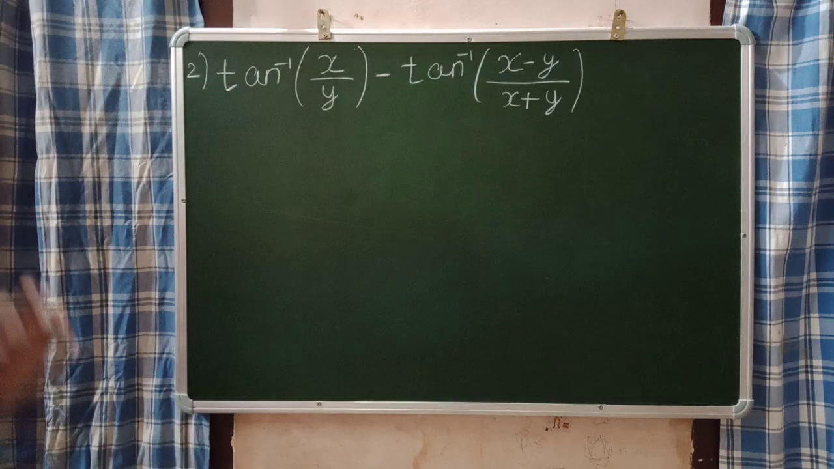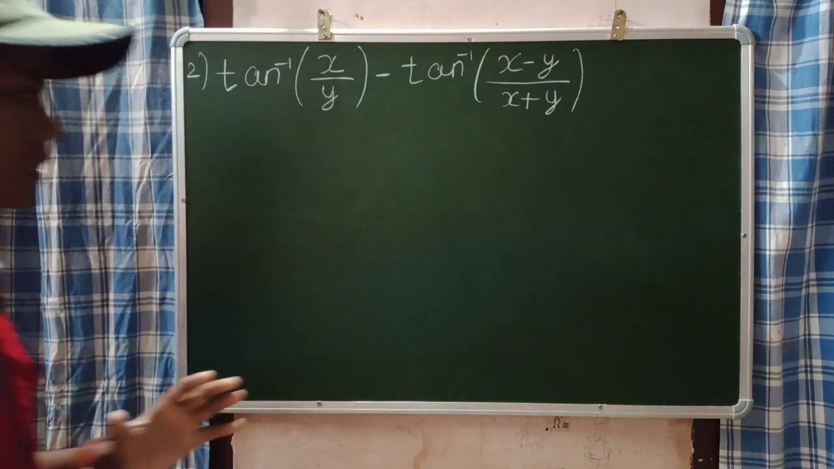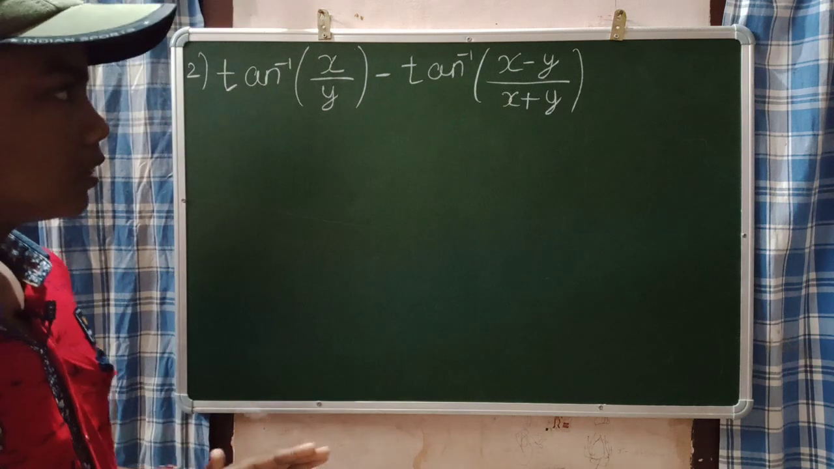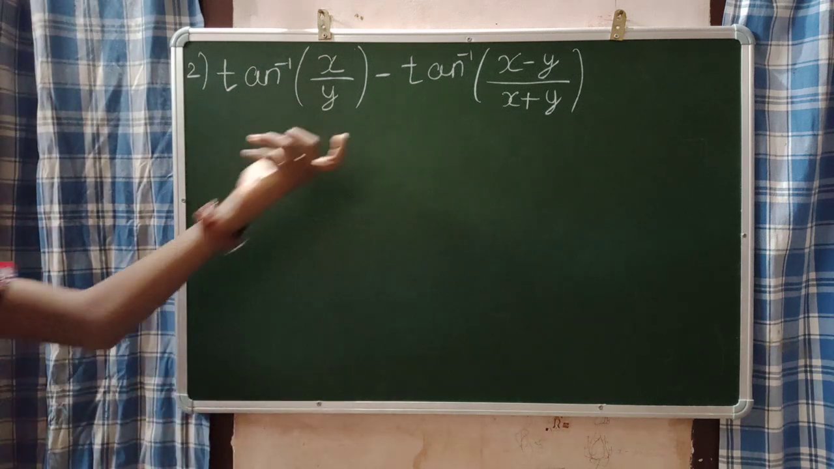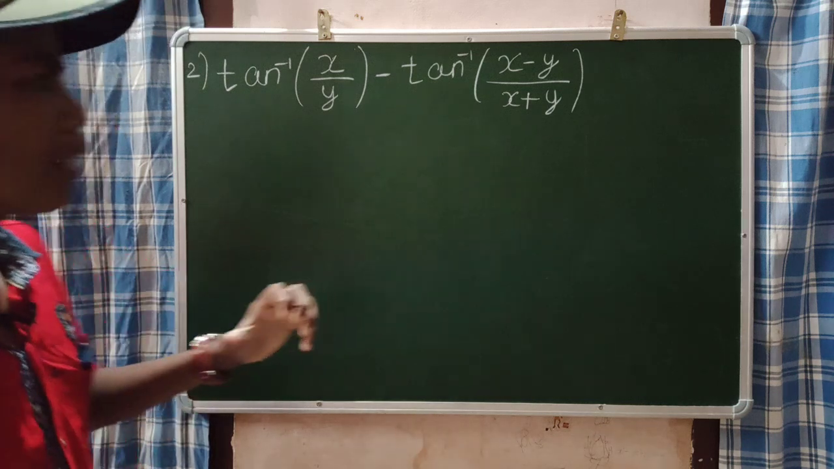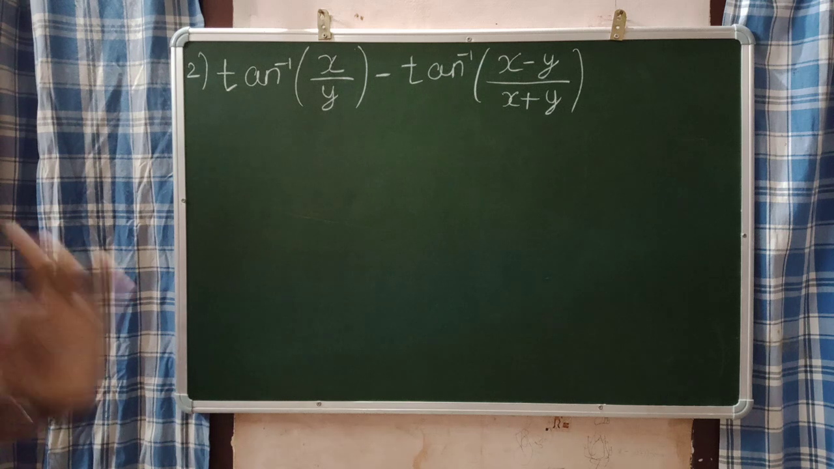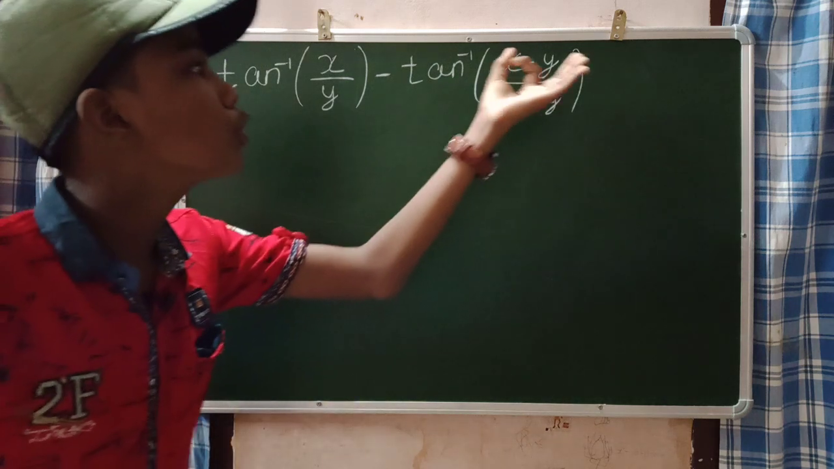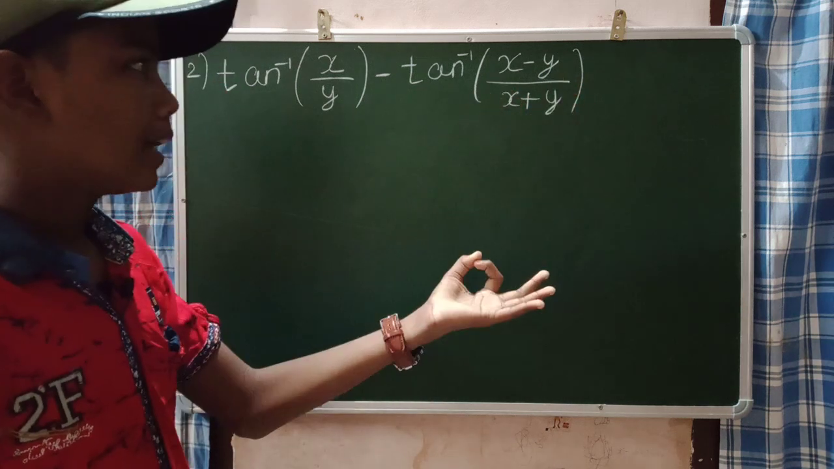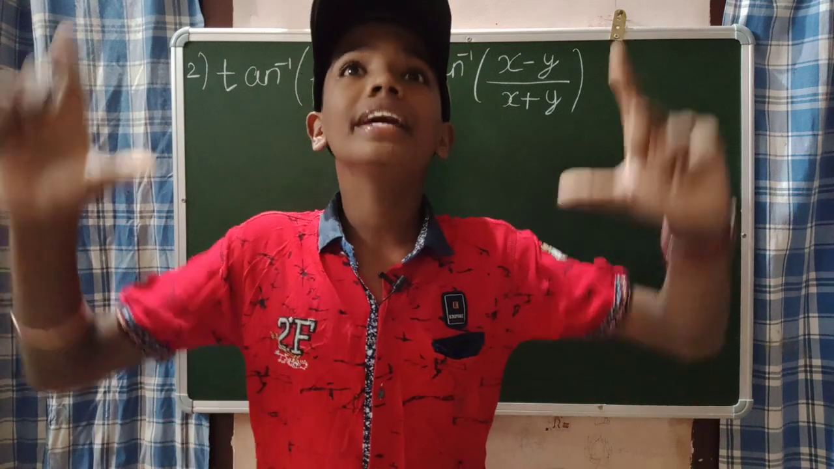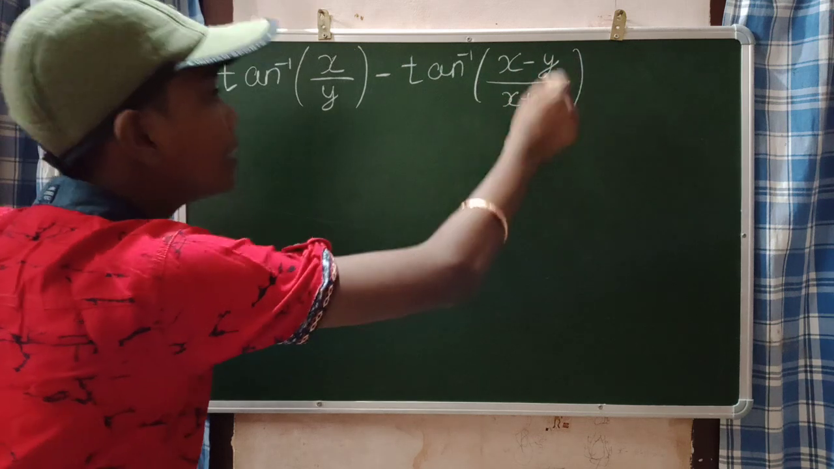Our next question is tan inverse of x by y minus tan inverse of x minus y divided by x plus y. This is the question which we are having, guys. So guys, how we are going to approach this question is, observe the second term carefully. From this you may think that we should divide x on both numerator and denominator. I am going to divide x on both numerator and denominator to get rid of the big expression.